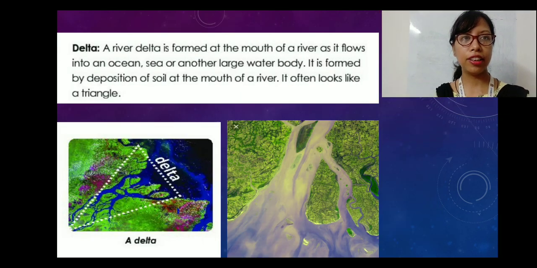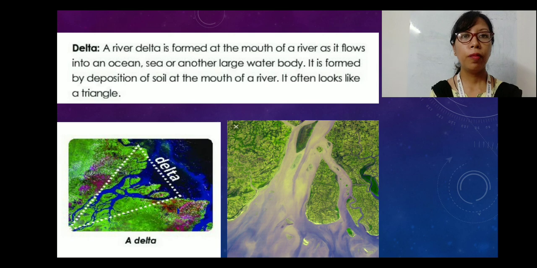Next, let's come to the delta. A river delta is formed at the mouth of a river as it flows into an ocean, sea, or another large water body. It is formed by deposition of soil at the mouth of a river. It often looks like a triangle. Now this is a delta. So deltas are actually formed at the mouth of a river.